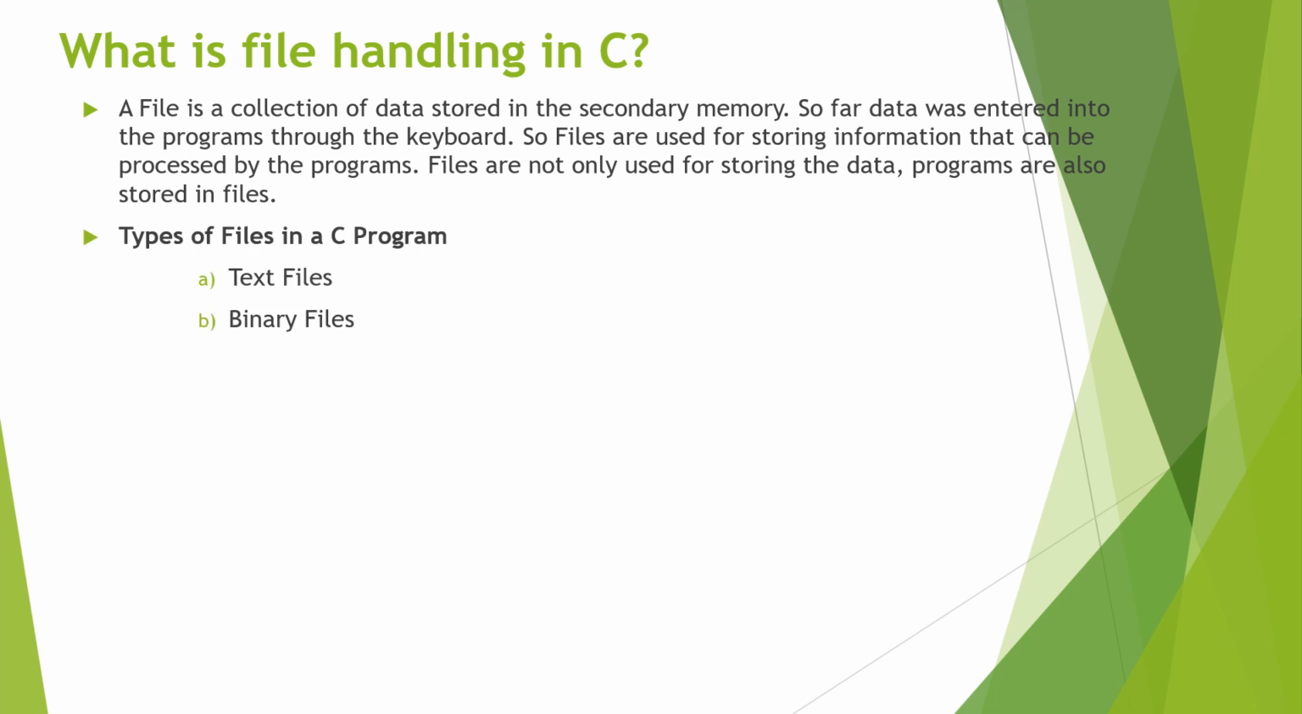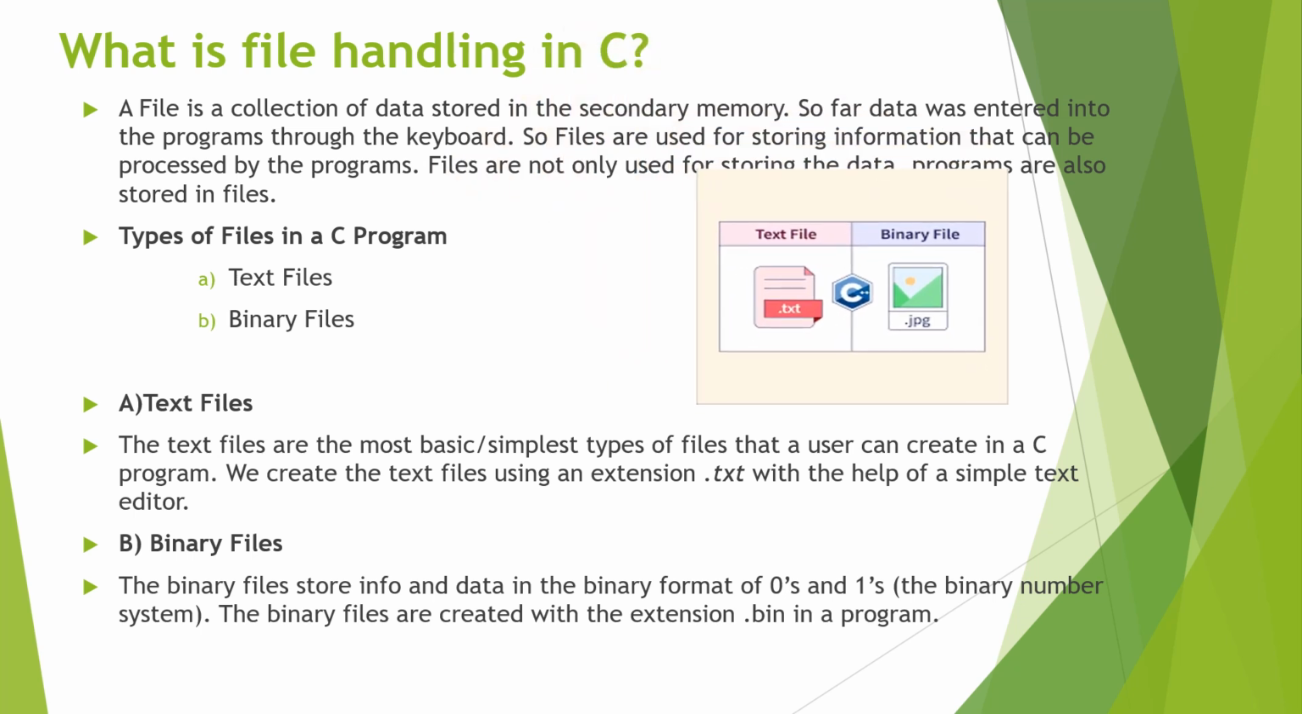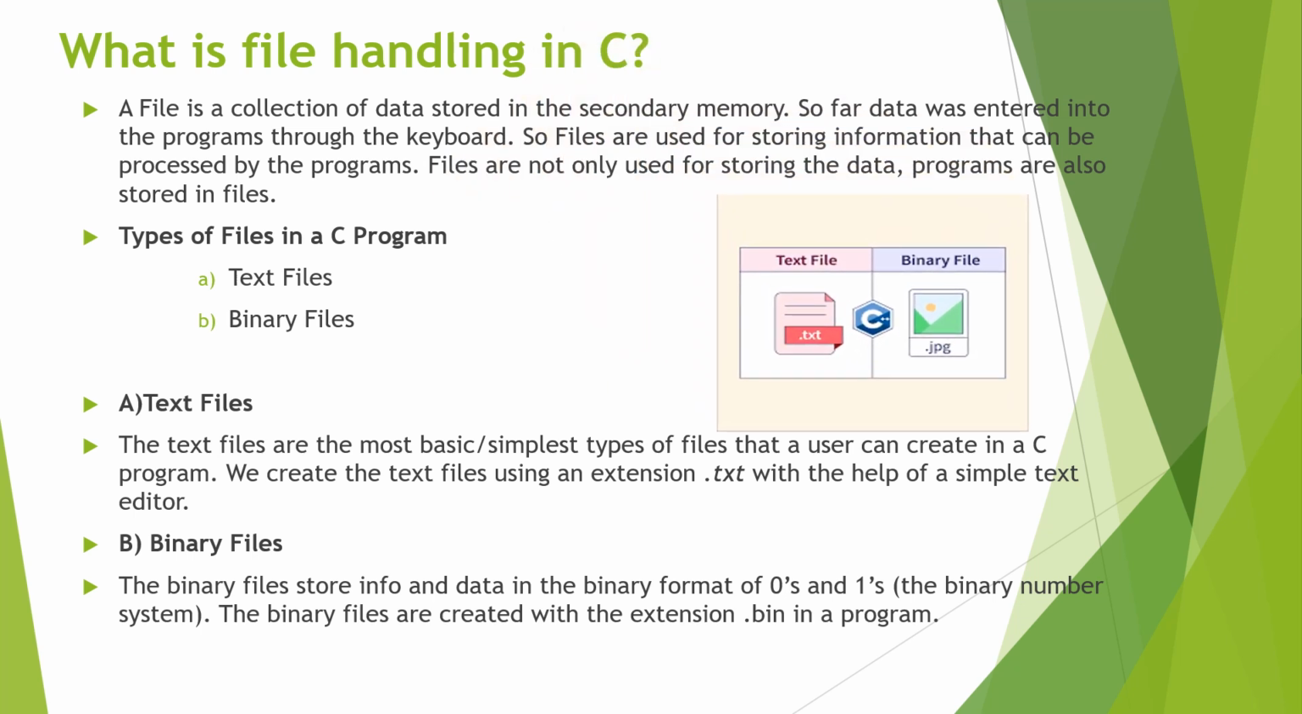We have two types of files in C programs, the text files and binary files. The text files are the most basic, simplest type of files that a user can create in a C program. We can create text files by using the extension .txt with the help of a simple text editor. Second are the binary files, which store information and data in the binary format, that is, of 0 and 1 form. The binary files are created with the extension .bin in a program. Here we can see on the screen the images for text file and binary file.